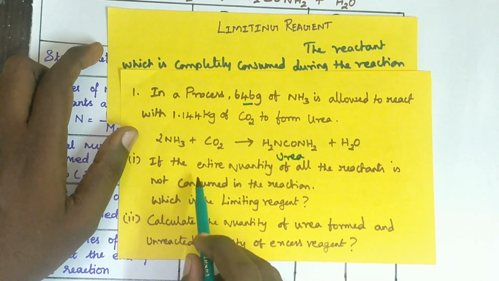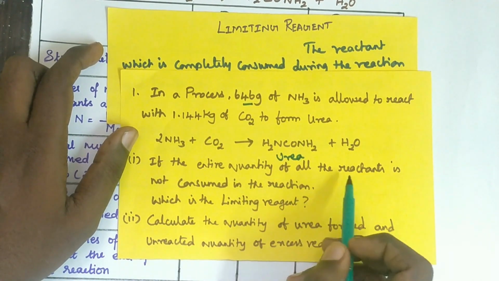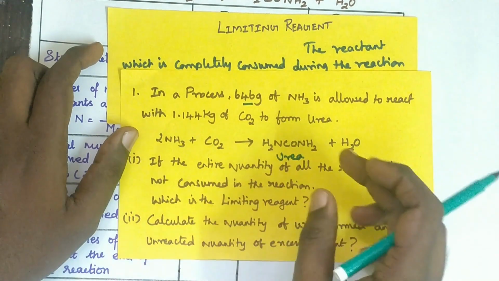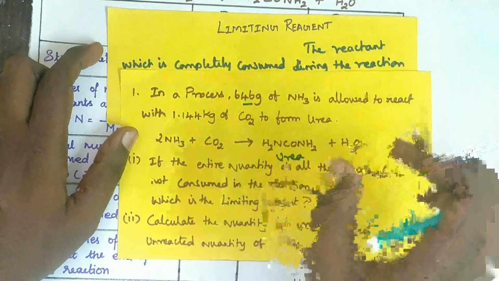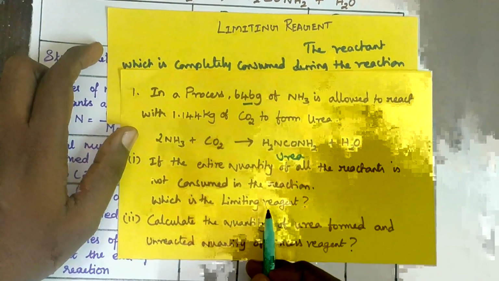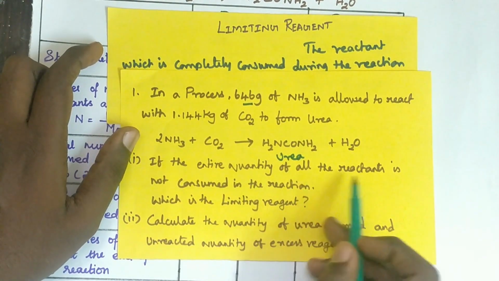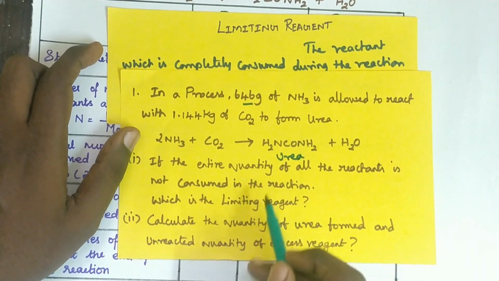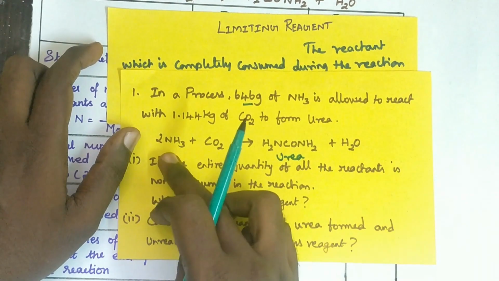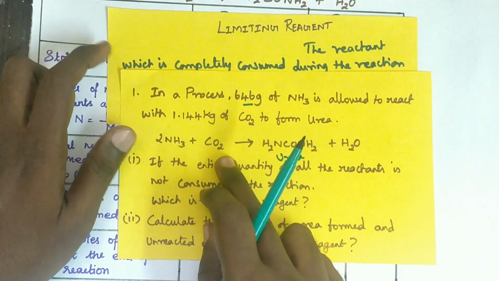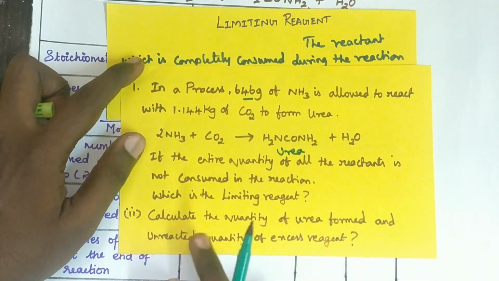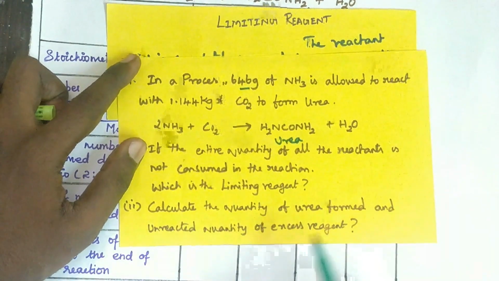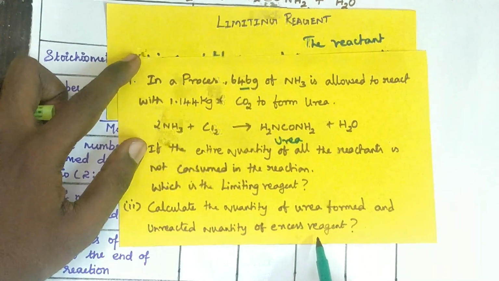First, they ask whether the entire quantity of all the reactants is consumed in the reaction. Second, if not, which one is the limiting reagent, either NH3 or CO2? You have to find out which one is the limiting reagent. Third, calculate the quantity of urea formed and the unreacted quantity of excess reagent.